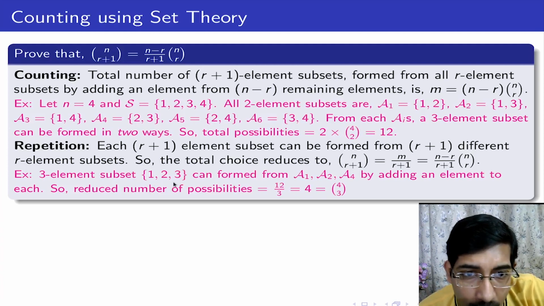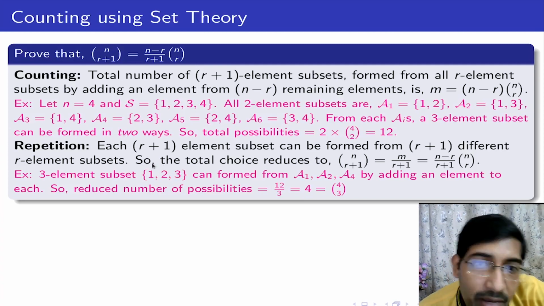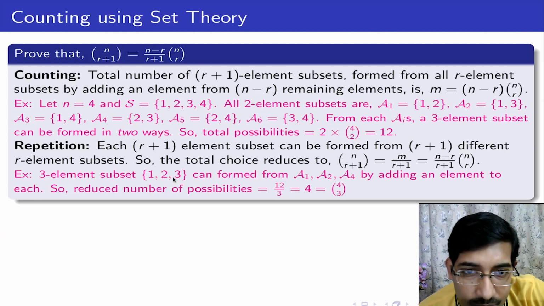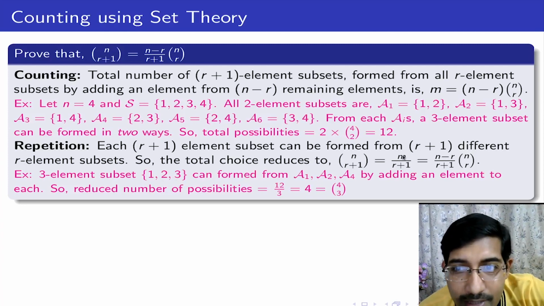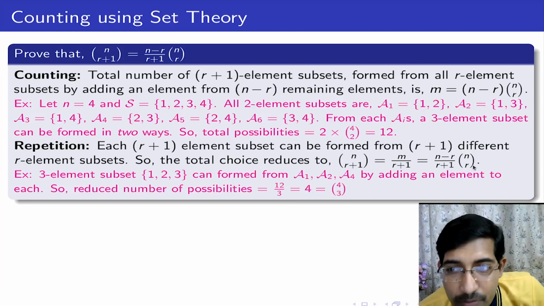So each R plus 1 set, if I eliminate one element, then that R element set is my parent from where I am derived. So therefore, I have to divide it by R plus 1 to get the exact count, because this count, n minus R into NC1, repeatedly counts everything R plus 1 times. So if you divide it, you see that you will get the answer 4 for our example, which is 4C3. So it means that it is (n minus R) by (R plus 1) NCR.